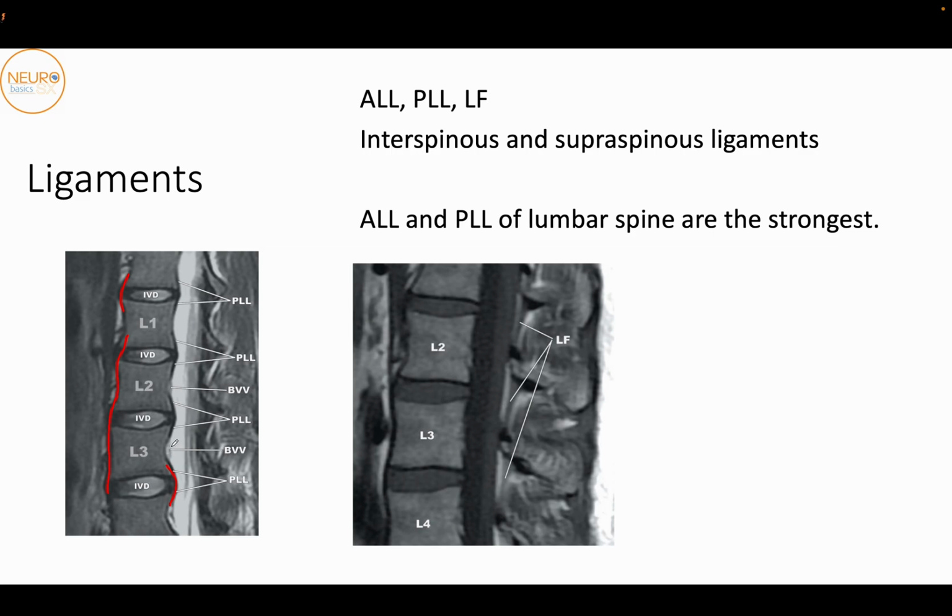So this is the discontinuation of the PLL to allow the passage of the basivertebral vein. Okay, so PLL is very thick and intact around the level of the intervertebral disc, so that really helps prevent protrusion. And it is not very thick or strong here at the level of the vertebral bodies where the basivertebral veins will enter. This, as we can make out, is the ligamentum flavum. And the hyperintense areas in front of it are the interlaminar epidural fat pad.